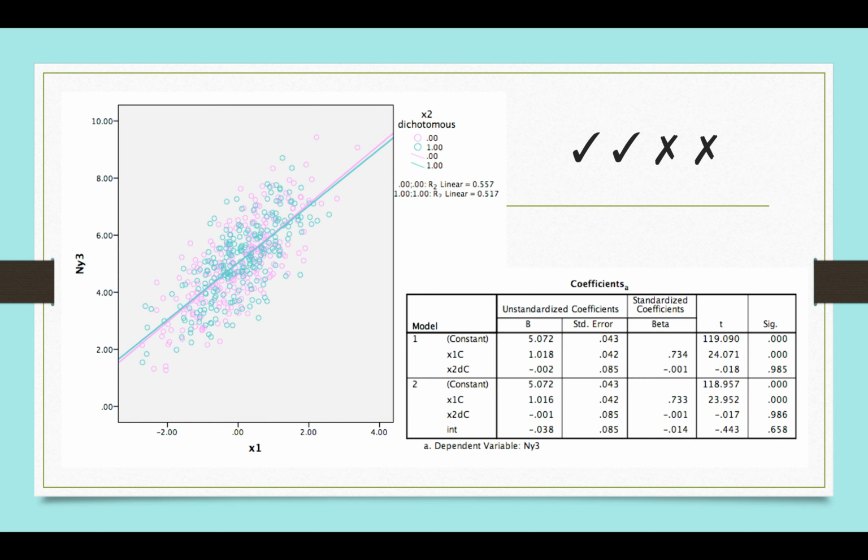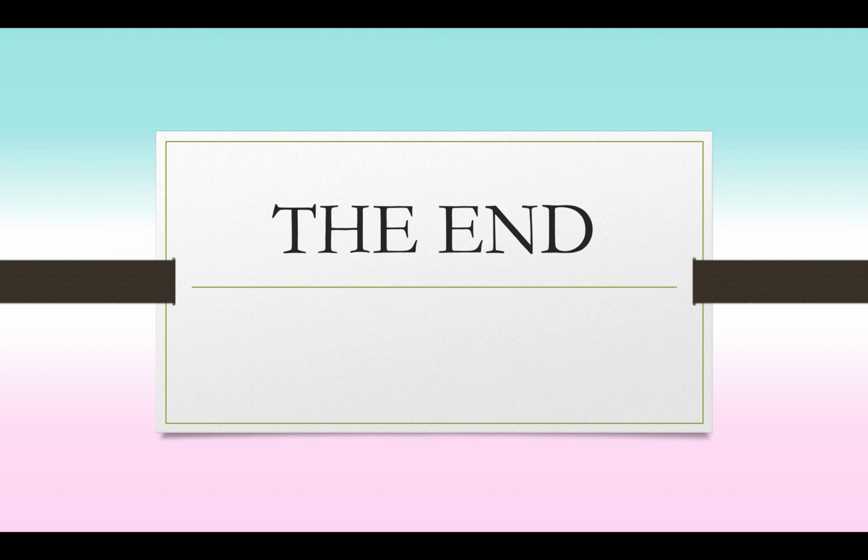Lastly, B0 is significant because the line is not 0. B1 is significant because the slope of the line is not 0. B2 is not significant because there's not a difference between where the intercepts begin, and B3 is not significant because there's no difference in the slopes. After running the regression analysis, it can be concluded that x1 is significant and x2 and the interaction are not significant. So, this is the end of my module 2.